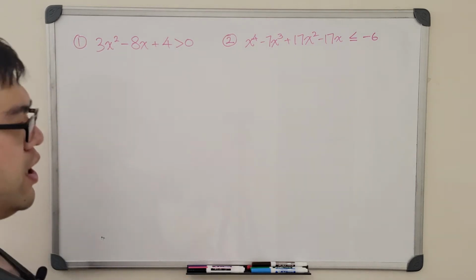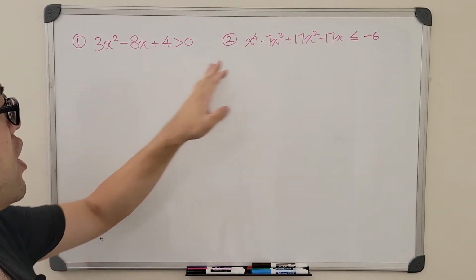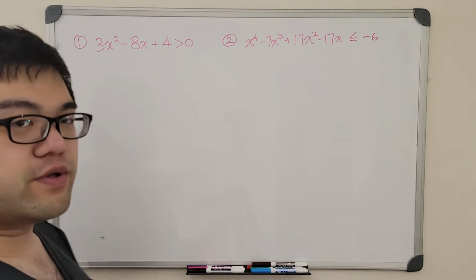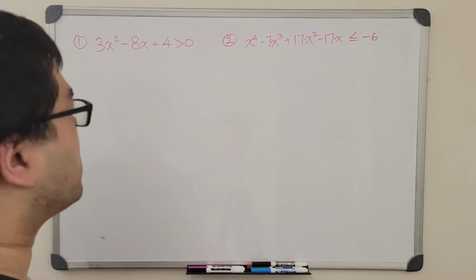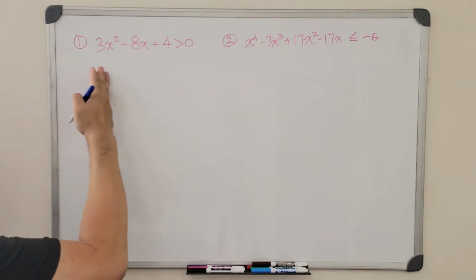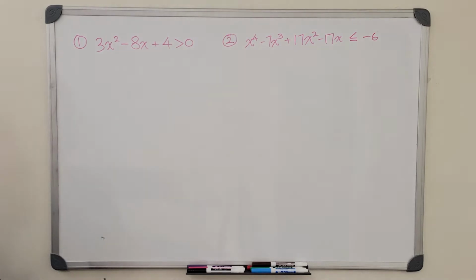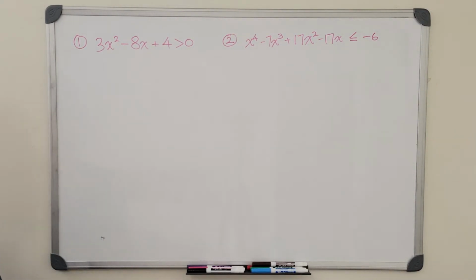Okay, so first, let's figure out how to solve the inequalities up here. And then, yeah, for the detail part, we'll leave it for tomorrow. All right, here we go. First, we have the inequality 3x squared minus 8x plus 4 is greater than 0.